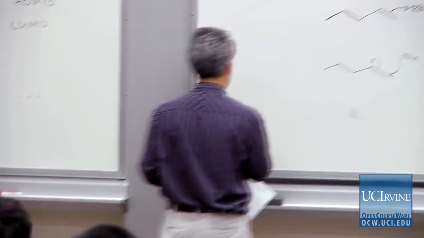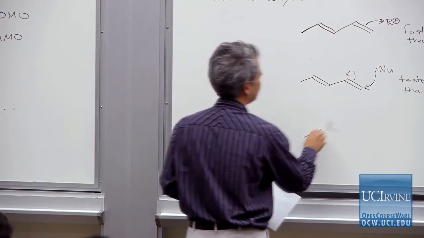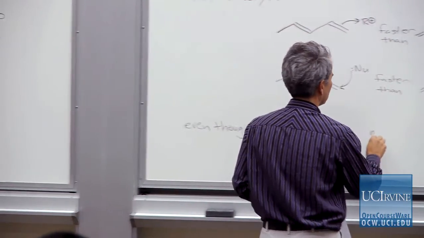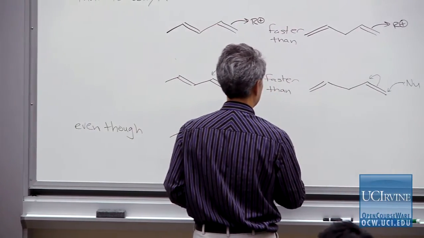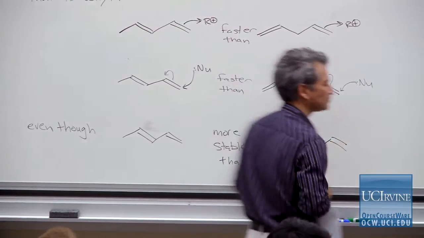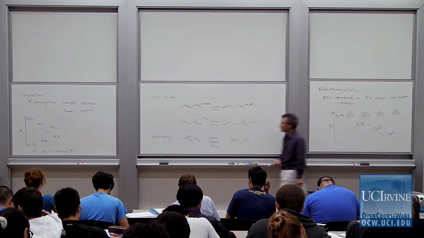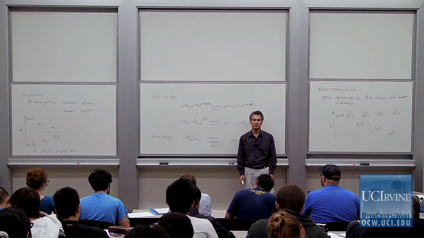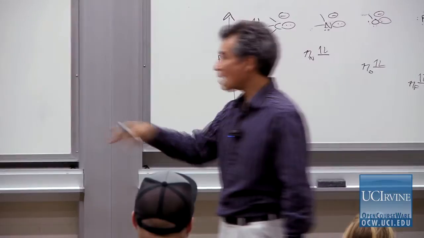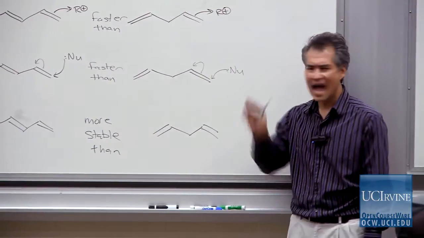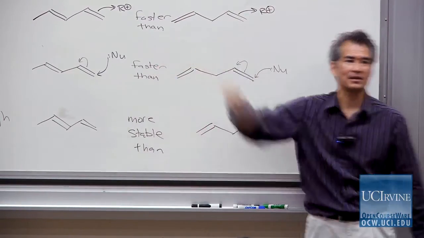And what's bizarre, and it's not bizarre, but I don't want you to get stuck in this conundrum here. Here's two molecules. They have the same molecular formula. These two molecules, the conjugated one is more stable. Conjugated molecules, molecules with conjugated pi systems, are more stable than comparable molecules that have no conjugation. How can it be that the more stable of these two molecules reacts faster with nucleophiles and faster with electrophiles?